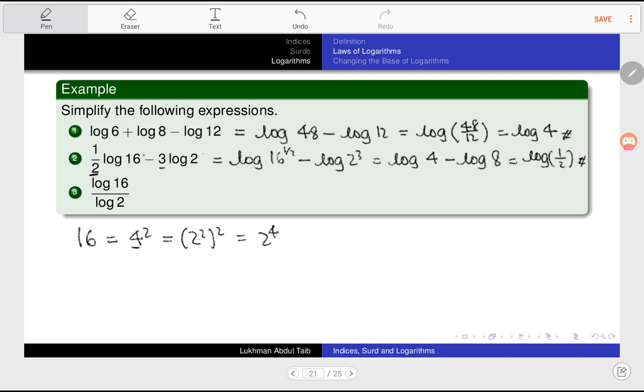So we rewrite 16 in this form: log 2 to the power of 4 over log 2. Since we have 4 as the power, we can bring it to the front. So we have 4 log 2 over log 2. Log 2 cancels out log 2, leaving only 4. So that is our answer for this expression.